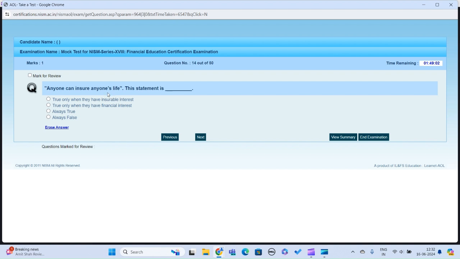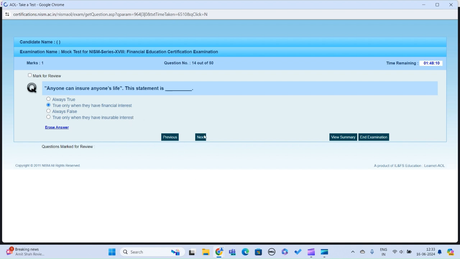This is slightly confusing for me. Can anyone insure anyone's life? It is true only when there is an insurable interest, or it could be true only when there is a financial interest. That can also be right, because the previous one was related to compensation for unanticipated financial loss, because it's going to give a compensation. So that way, I would go with true only when they have a financial interest. I'm worried about the financial loss. So that way, anyone can insure anyone's life, but this statement is true only when there is a financial interest.